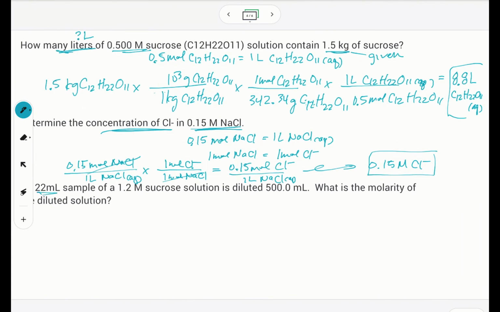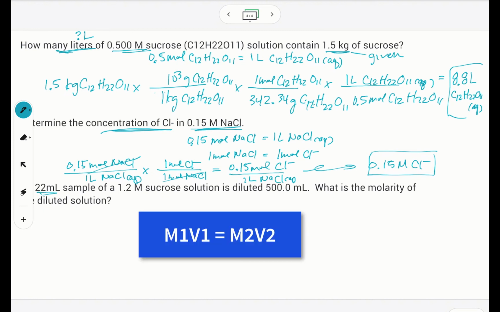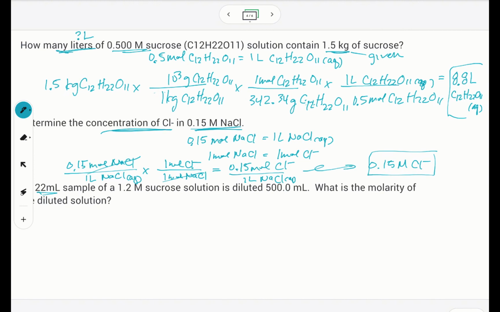So let's read the problem. It says that we have a 122 milliliter, so that's a volume, sample of 1.2 molar sucrose solution is diluted, right? That diluted is key, right? Because that tells us this problem is a dilution. So we should scroll through our memories and pick out the tidbit that applies to a dilution, right? Which means M1V1 equals M2V2, right? So let's go ahead and take this problem and translate it into the pieces that we need to apply that equation.